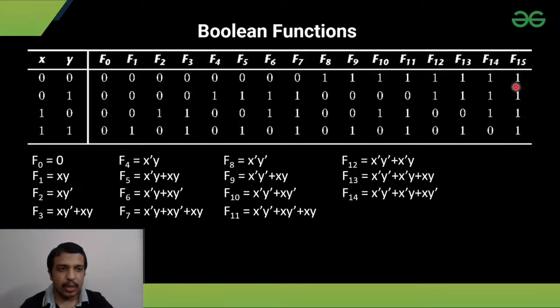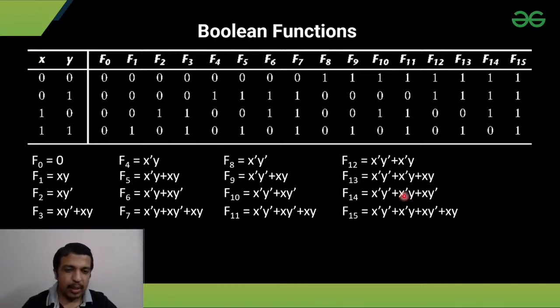So we can also say x naught y naught plus x naught y plus x y naught plus xy. We can also simplify this as 1. Now there is also scope for simplifying many other expressions. For example, this f3 expression is nothing but x. We can take x common in this and we get x into y complement plus y, which is x.